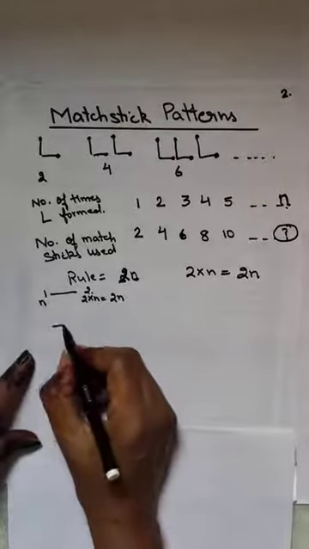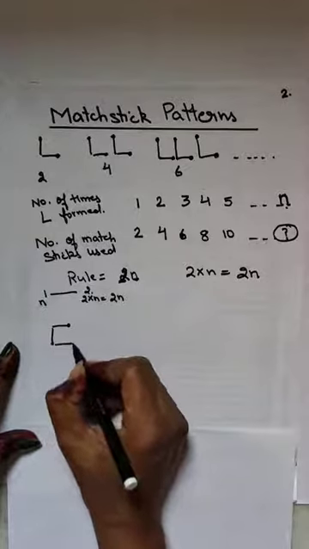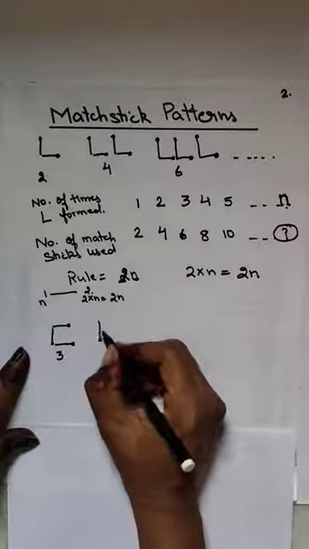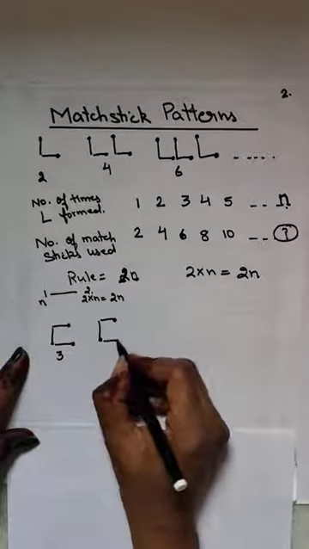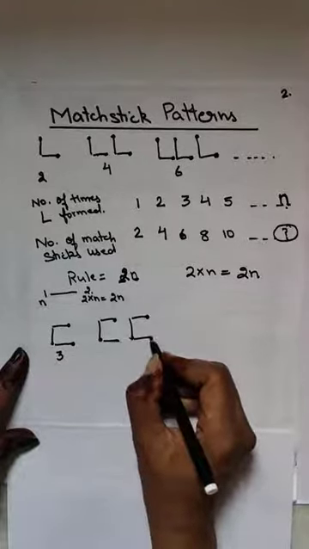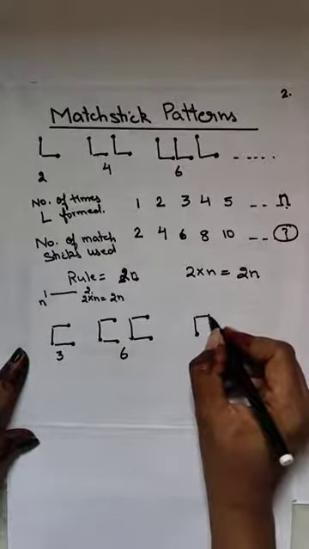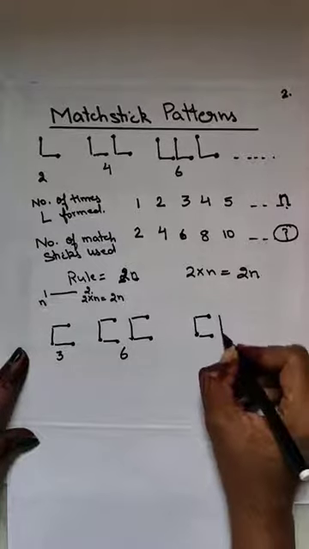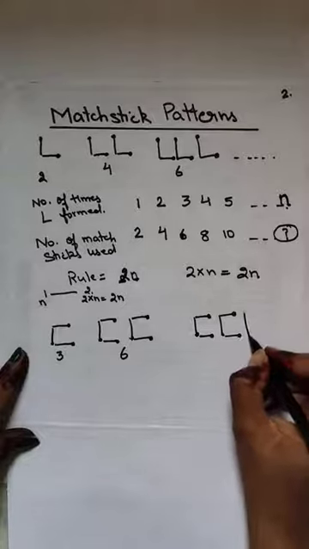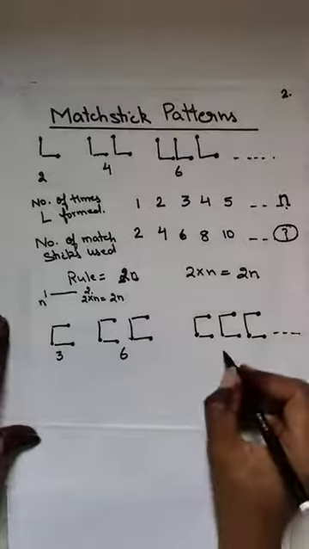Now I am writing C. How many matchsticks are used in one C? 3 matchsticks. Now if I am making 2 times C, how many matchsticks are used? 6. So in 3 times C, how many matchsticks are used? 3, 6 and here 9. So it will go on like this.